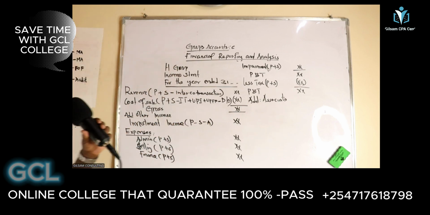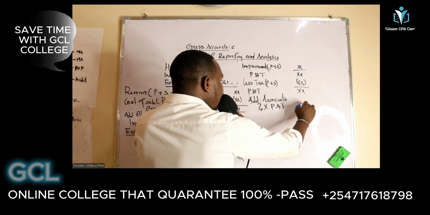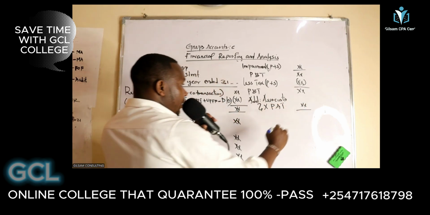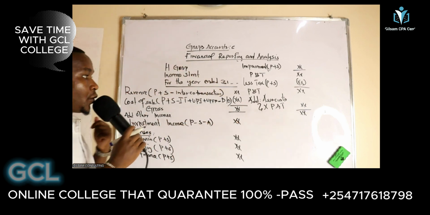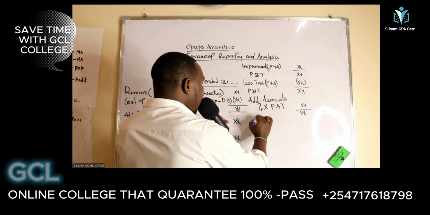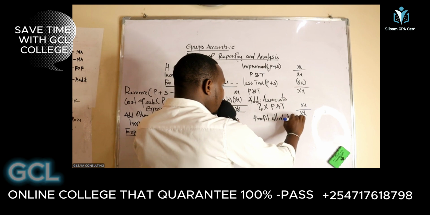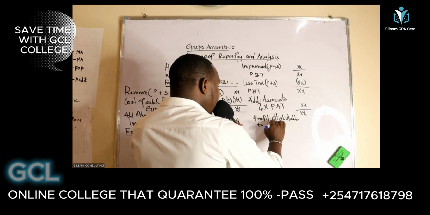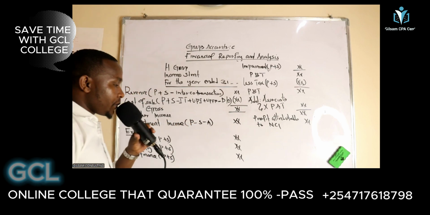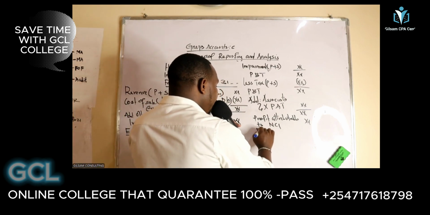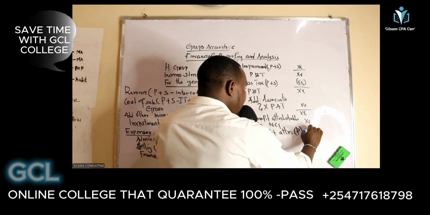How do we get the profit of the associate? Take the percentage of that associate, multiply by profit after tax, and that will give you the total profit. From that total profit, we have the profit attributable to NCI. Once you get this profit attributable to NCI, the balancing figure will be profit attributable to the parent company.